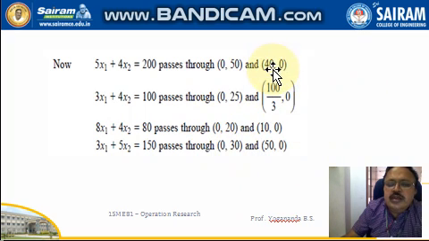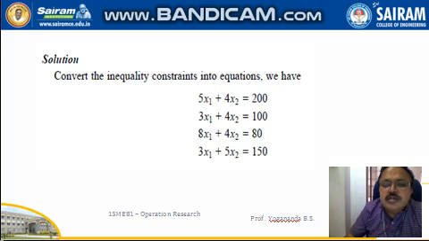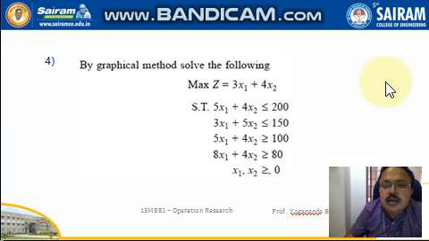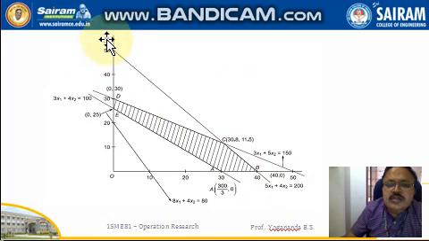So the first line has the coordinates 40 and 50. So one line is drawn. The first two constraints are less than or equal to. So for the first equation, the area is less than or equal to, so I have to consider the area below this line. I cannot go beyond this.